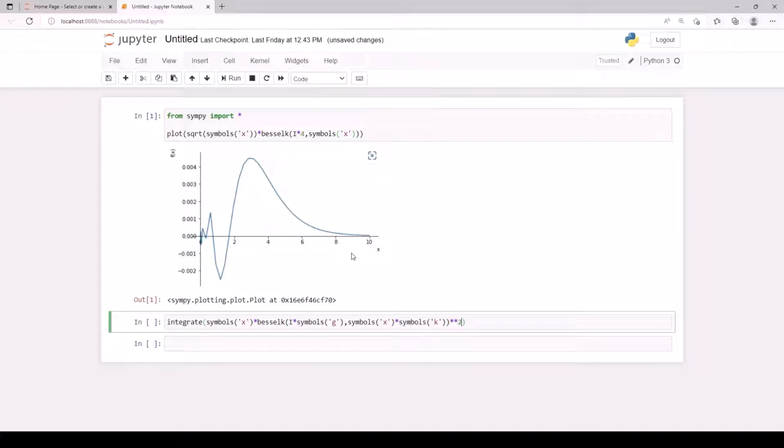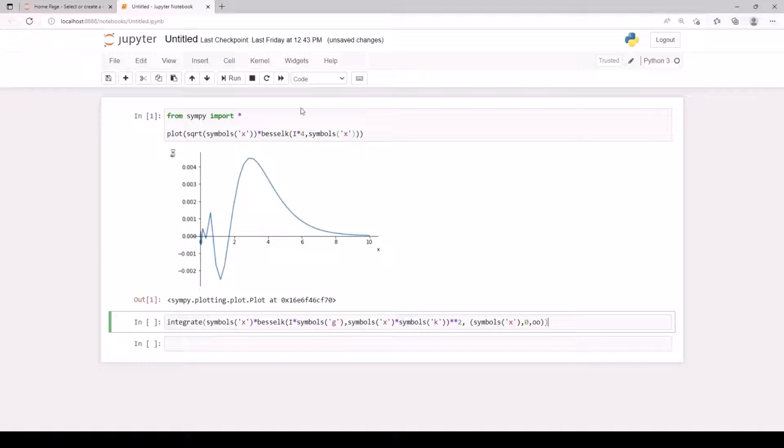And finally, we have to denote that this integral is in terms of x. So symbols x, and then also the bounds of our integral. This goes from 0 to infinity, which in SymPy is denoted as double O, like that. So once again, we're integrating the term we have above squared. The square root of x becomes just x, and then the Bessel function gets squared. And we have to do the more general form without defining specific values for g and k.